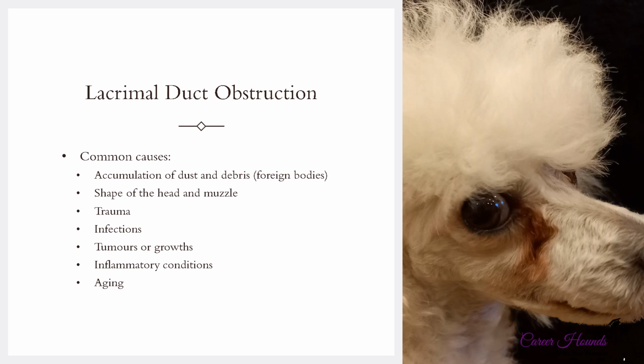Conditions like conjunctivitis or other infections in the eye area can lead to inflammation and subsequent blockage of the lacrimal ducts. Benign tumours or malignant growths in or around the ducts can physically block the drainage pathway, leading to obstruction. Particles, debris or foreign objects can get lodged in the ducts, causing blockages. Inflammatory diseases such as chronic allergies or autoimmune conditions affecting the eye can cause swelling and blockage in the ducts. As dogs age, the tissues surrounding the ducts may change, leading to a higher risk of blockage.